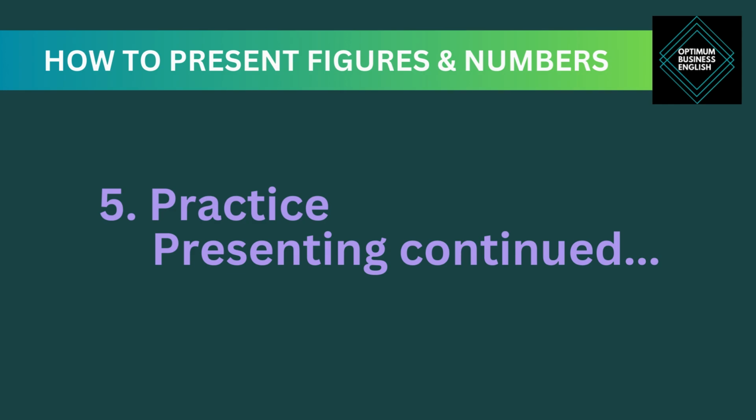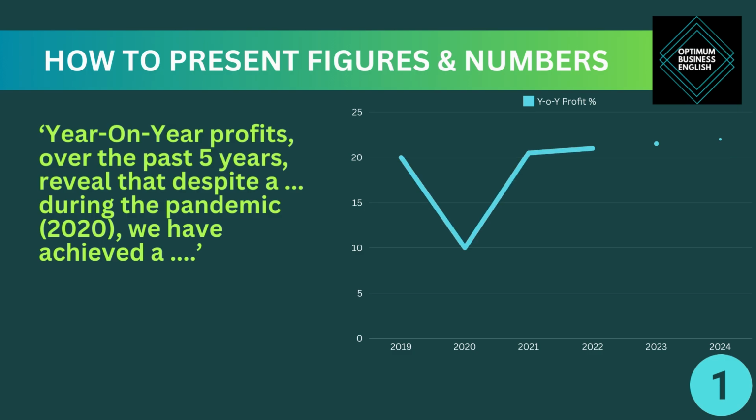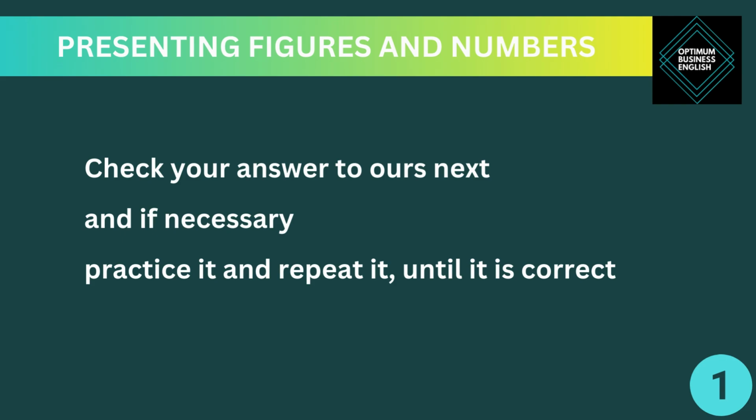In the final part of this section, we will now make use of some charts with numbers or data that has been randomly generated or created and are not based on any fact to practice expressing some trends. Using the trend revealing line chart on your right as your reference, complete the green sentence. Check your answer to ours next, and if necessary, practice it and repeat it until it is correct.